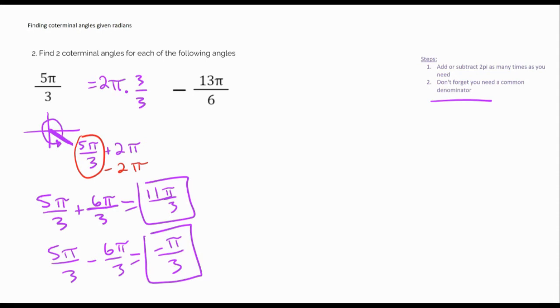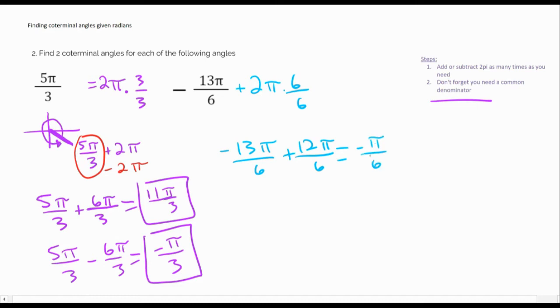Now the second one here, same idea. I'm either adding 2 pi or subtracting 2 pi, but I need a common denominator, so I'm really multiplying it by 6 over 6. So I'm going to take negative 13 pi over 6, and I'm going to add 12 pi over 6, because now I have a common denominator, and that leaves me with negative pi over 6 for one of our coterminal angles.